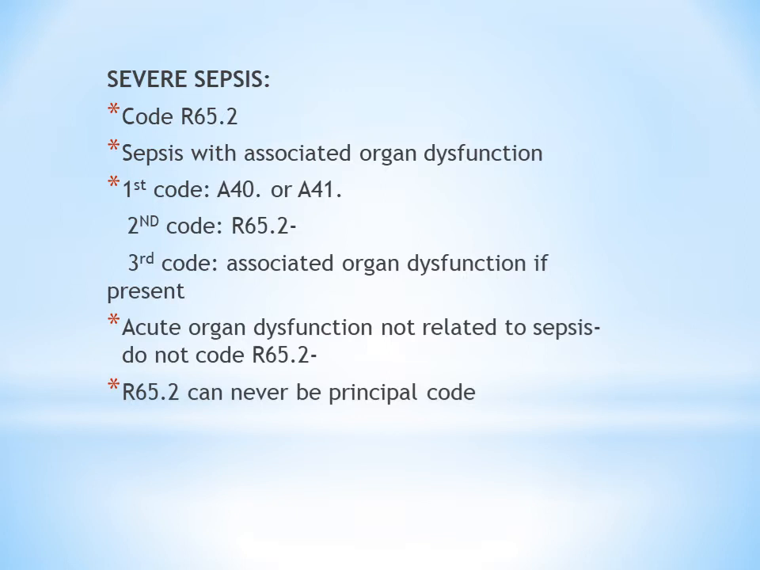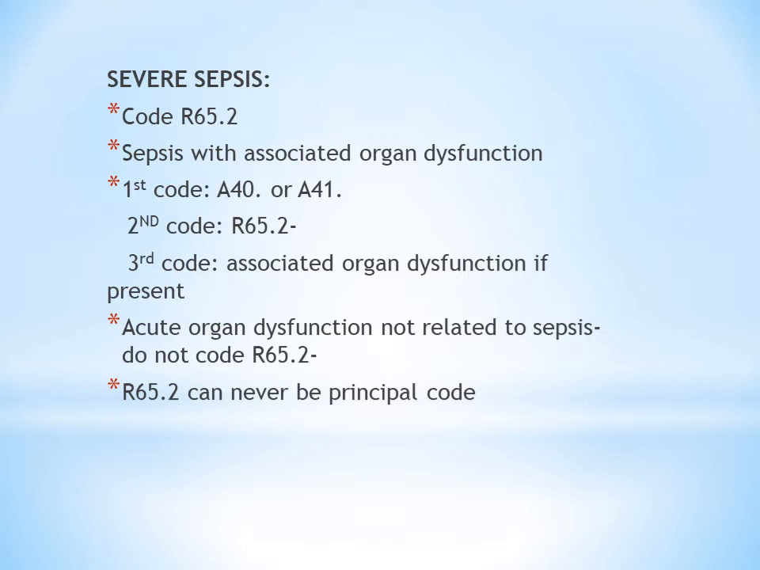R65.2 includes two codes, R65.20 and R65.21. R65.20 is severe sepsis without septic shock and R65.21 is severe sepsis with septic shock. The third code is for any documented associated organ failure or organ dysfunction, and you have to report that code.